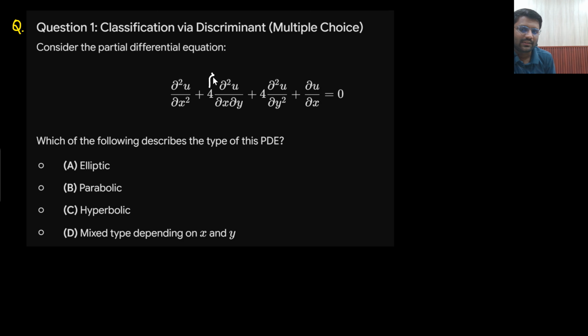Sir, what is this? This is my b. Sir, partial differential of u with respect to x. What is this? This is my a, and this is my c. So what is the value of a? Sir, value of a is 1. What is the value of b? Value of b is 4. What is the value of c?